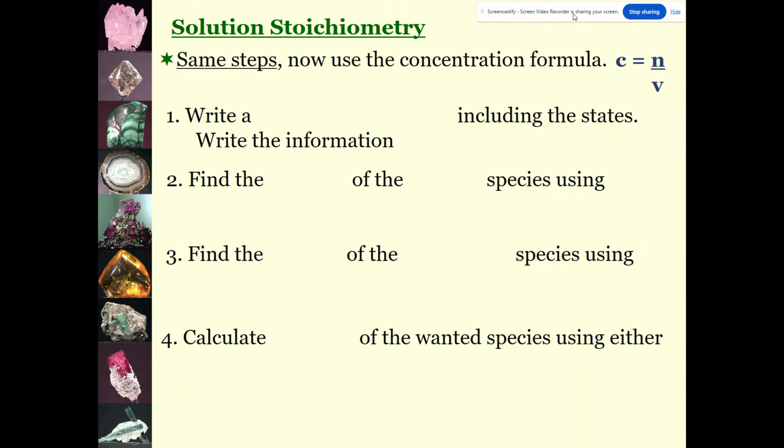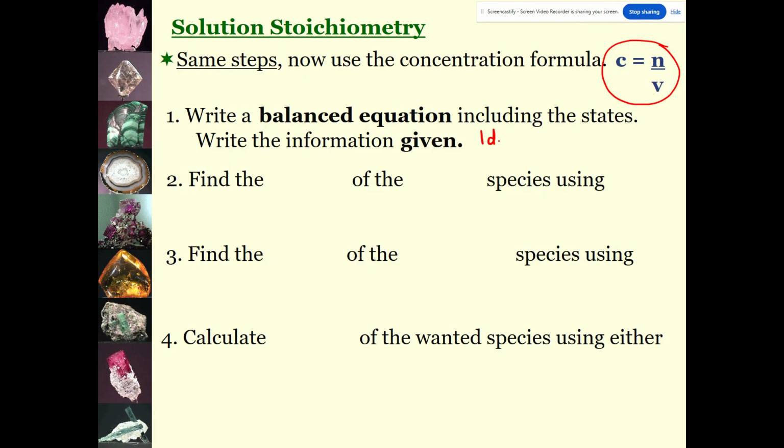So we're going to start using the formula C equals n over V. Okay, same steps as we did in the mass stoichiometry called gravimetric stoichiometry. So step one, write a balanced equation, including all states. Very important it's balanced, right? Write down all the information given. If you're given masses, calculate molar masses. If you just have concentrations and volumes, you don't have to worry about molar masses, okay?